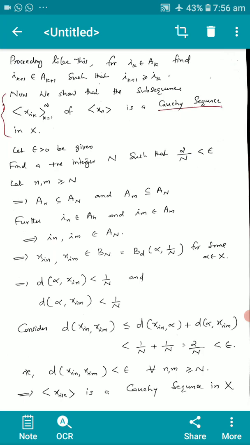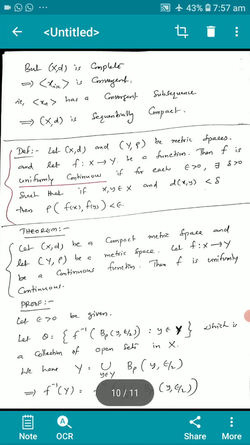This implies the sequence x_{i_k} is a Cauchy sequence in X. But (X, d) is complete. This implies the sequence x_{i_k} is convergent. That is, the sequence x_n has a convergent subsequence, or (X, d) is sequentially compact. That is a proof of the theorem.